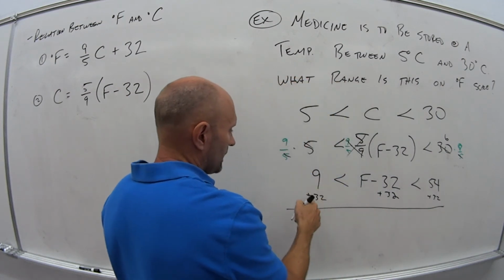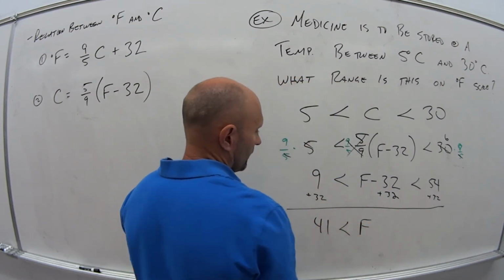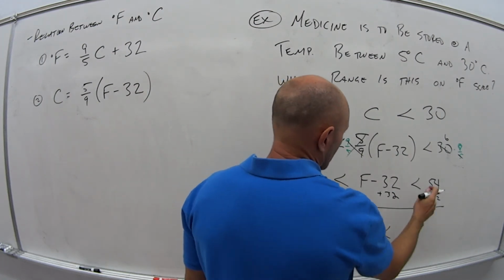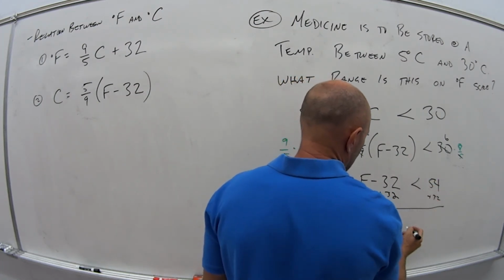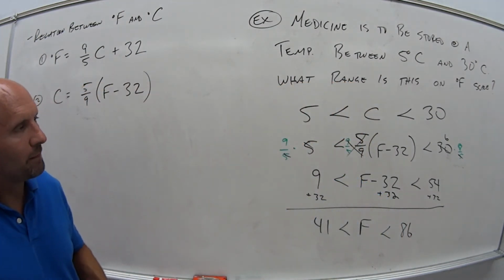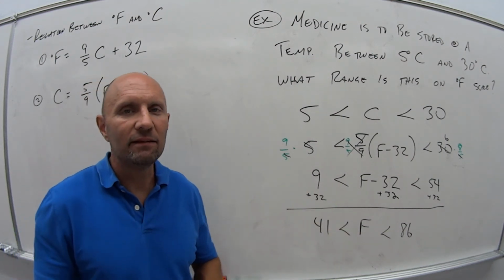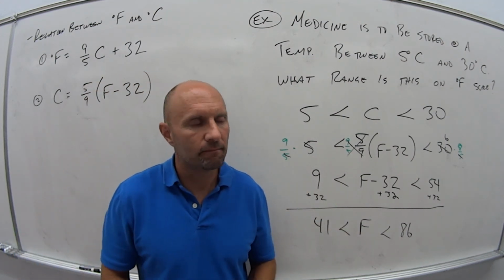So when I do that, 9 plus 32 is 41. Fahrenheit left in the middle. 54 plus 32 is 86. So that means this medicine has to be between 41 and 86 degrees Fahrenheit.